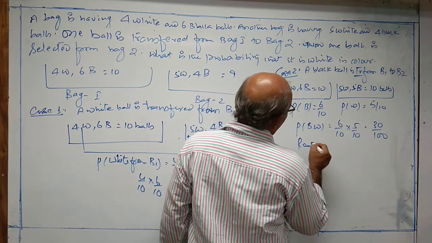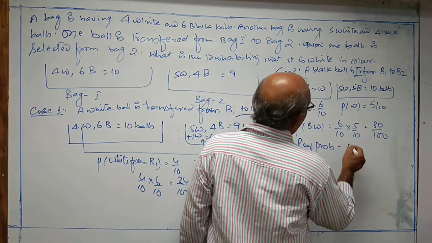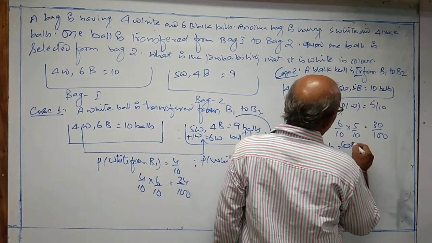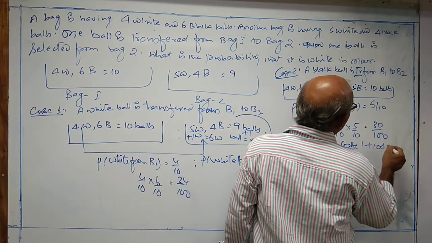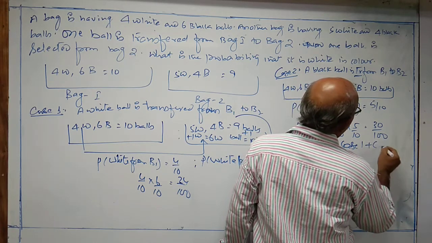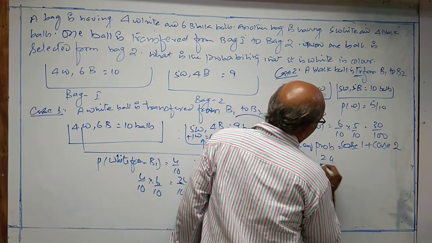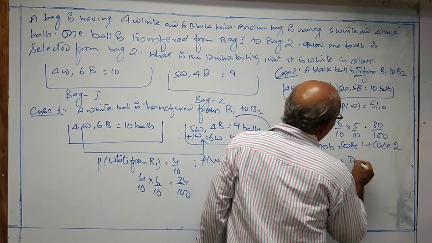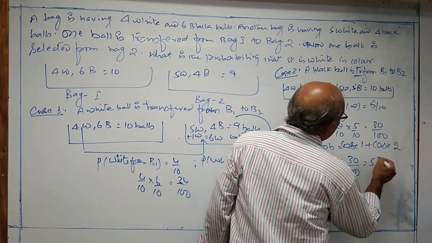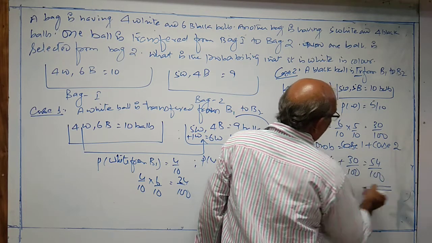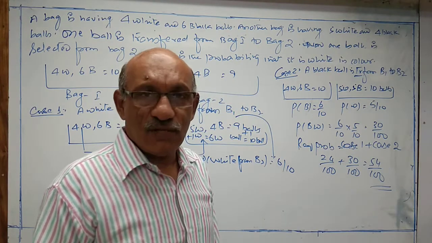Required probability is equal to case 1 plus case 2. So this is 24 divided by 100 plus 30 divided by 100, which is 54 divided by 100. This is the answer to the given question.